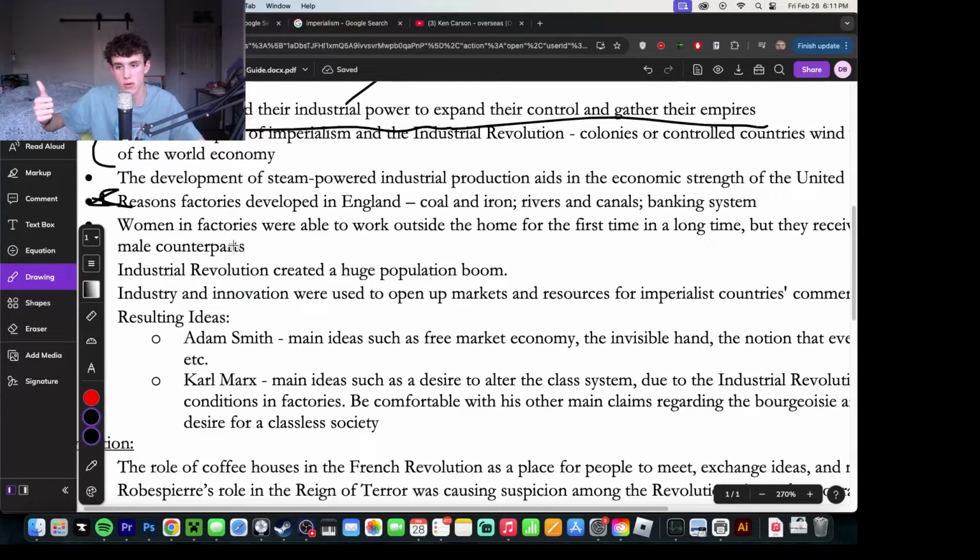Number one, coal and iron. Those are natural resources that we need for industry. Rivers and canals, you're probably like, well, why were rivers and canals so important? Water. You need water for steam engines, and also that's good for transportation.